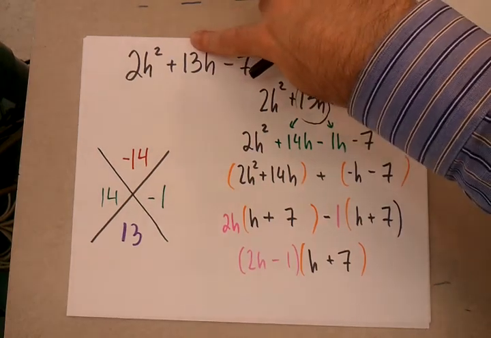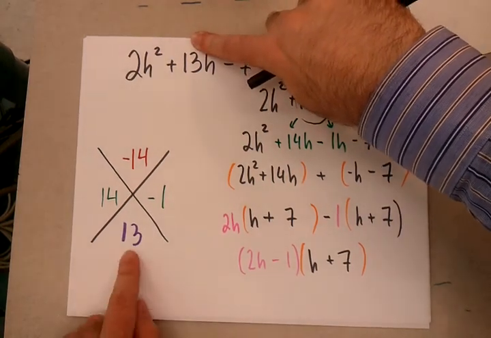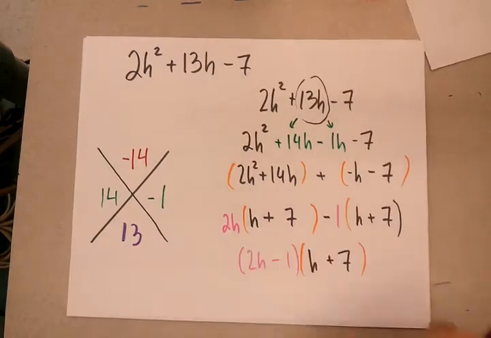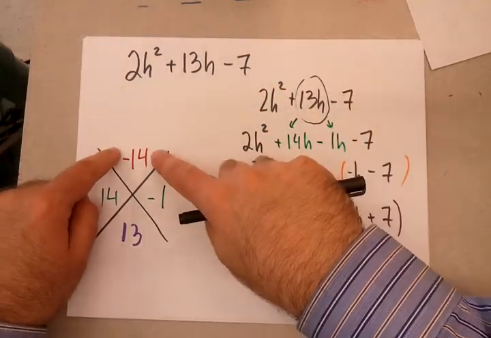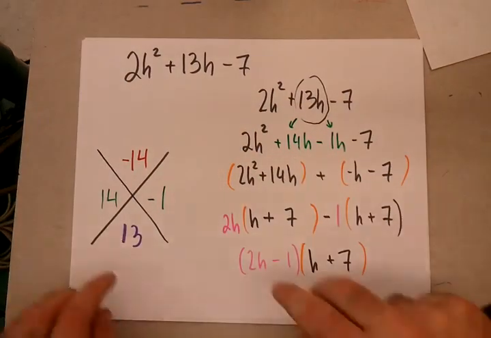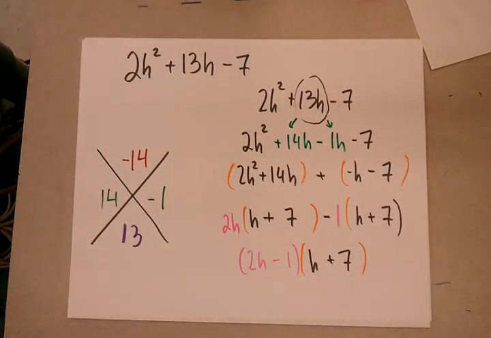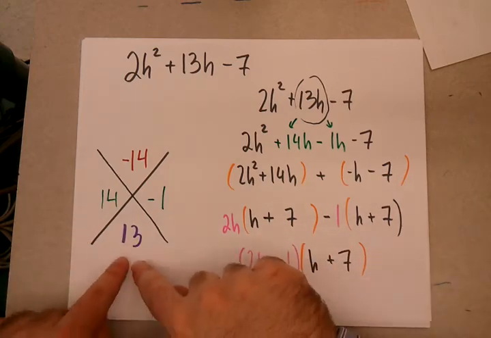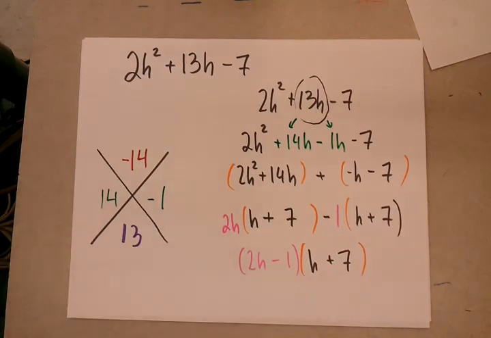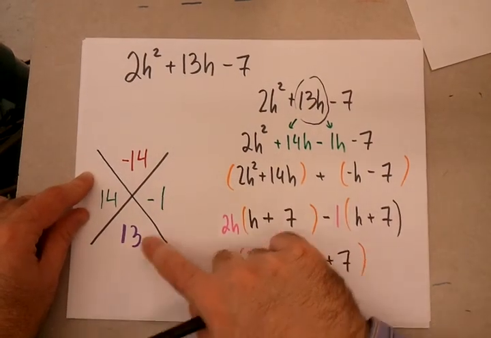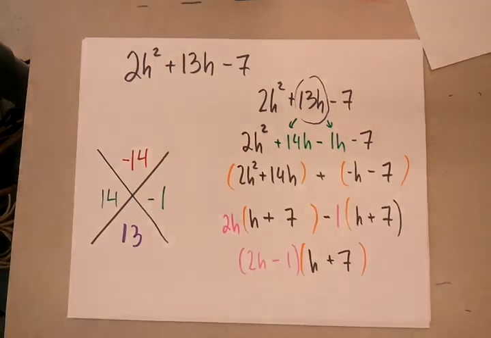The middle term, whatever the coefficient is, in this case it's 13, goes here. On the top, you have the first and last terms multiplied, and the product goes on the top, so 2 times negative 7, negative 14. On the sides, you'll have 2 numbers, and the negative 1 could have been here, the 14 could have been here, that doesn't make a difference. So you're going to have 2 numbers that add up to 13, yet multiply to negative 14. In this case, it was 14 and negative 1. 14 minus 1 is 13. 14 times negative 1 is negative 14.